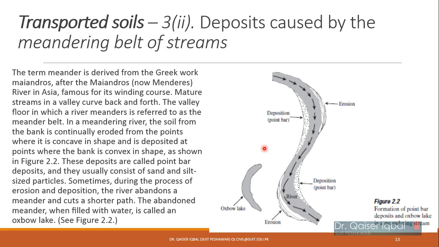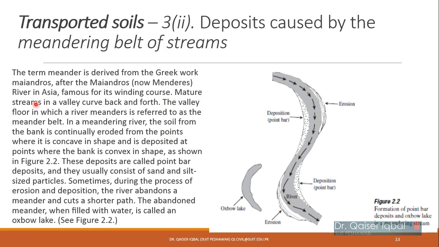Now moving to deposition caused by the meandering belt of streams. Okay, so unlike the braided stream, this is not crossing paths with each other, this is just following one particular pattern. Your river or stream is following one pattern, but in the shape of a snake. Okay, so this term meander is derived from the Greek word Meandros, which is after the Menderes river in Asia. Okay, it's a very famous river. This river is basically famous for its winding course, like it is just moving like a snake. Okay, it's not moving in one direction.